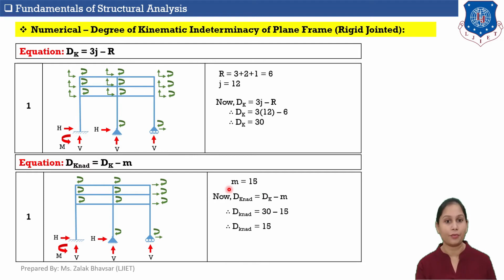Let's put value of m and DK in equation of DK/NAD. So we will get answer of DK/NAD is equal to 15 because DK/NAD is equal to DK minus m, where DK is equal to 30 we already calculated and number of members are 15. So we can say that in a given plane frame, degree of kinematic indeterminacy after neglecting axial deformation will be equal to 15.